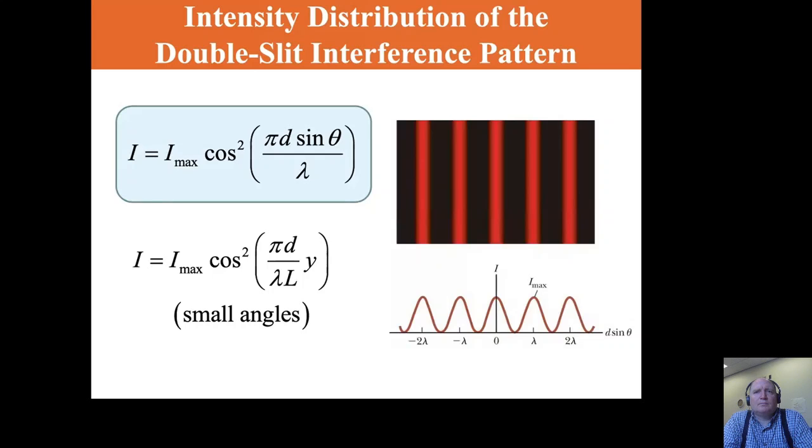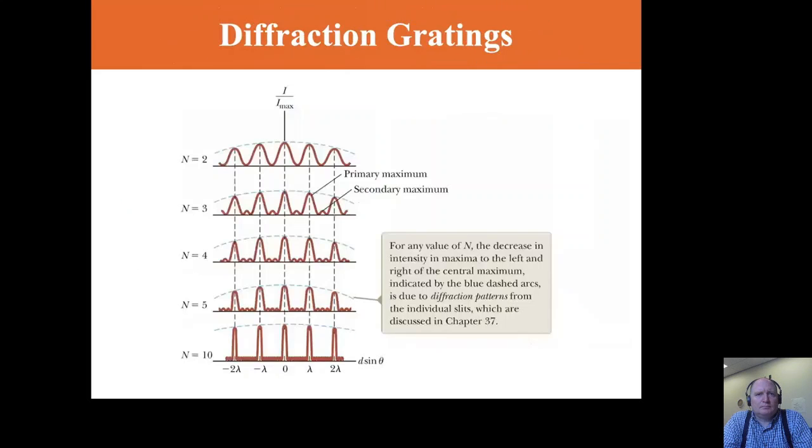If you go back there, we saw the y over L. I think we may have seen the L over y for tangent theta, but for small angles, tangent theta and sine theta are the same. So this is the diffraction grating, and for any value of n, the decrease in intensity of maxima to the left and right of the central maximum, indicated by the blue dashed arcs, is due to the diffraction patterns.